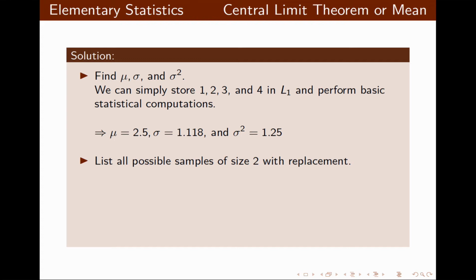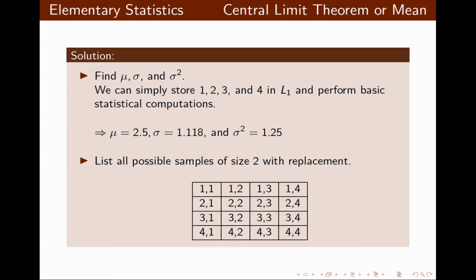Now we're going to consider all samples of size 2 with replacement with these numbers. So that means we can have 1 with 1, 1 with 2, 1 with 3, all the way to 4 with 4. It's like rolling it twice. So these are the list of all possible outcomes.